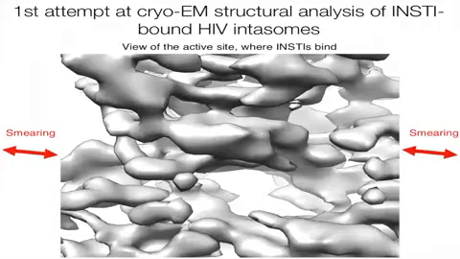Now, our very first attempt to resolve the structure of an INSTI-bound intasome resulted in a map that looks like this. This is a view of the active site. This is where INSTIs bind. And you can see that there's a significant amount of smearing occurring. This has to do with the preferred orientation problem. Okay, we have one and only one preferred orientation of these particles in the data. We know from Alex Noble's work that preferred orientation is really one of the most common current problems in the cryo-EM field, at least using current vitrification strategies.